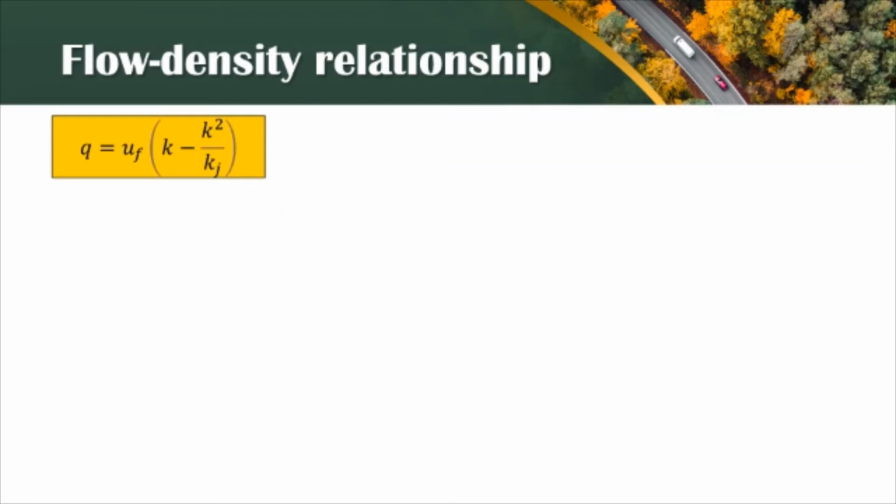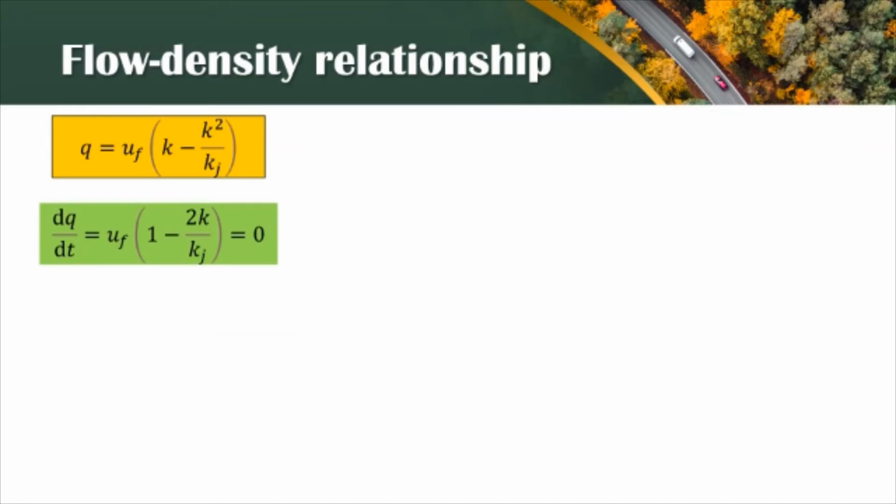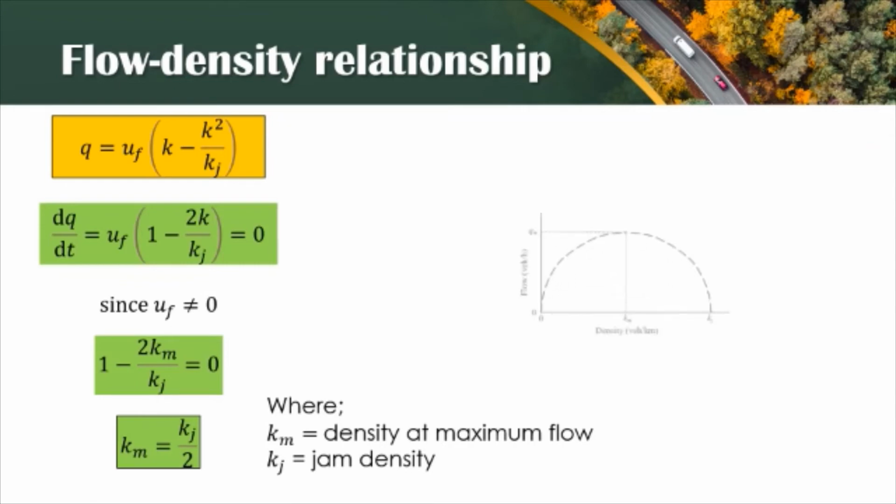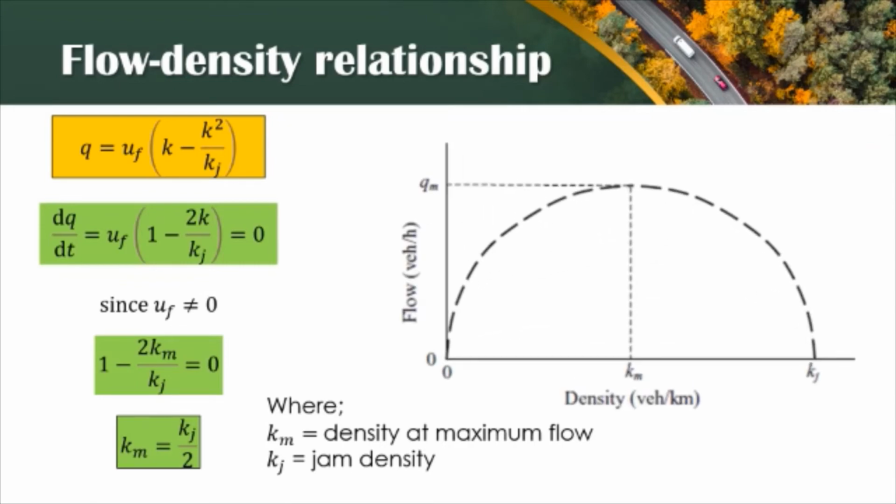So this equation is differentiated and set equal to 0 in order to establish the density at which maximum flow occurs. So dq over dk is equal to U sub F times the quantity 1 minus 2k over kj, which is equal to 0. Since U sub F is not equal to 0, then we can arrive at the formula k sub m is equal to kj over 2, where k sub m is the density at maximum flow and kj is the jam density. So its location is shown in this parabolic relationship.